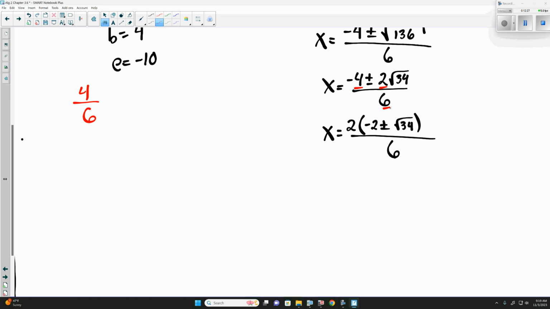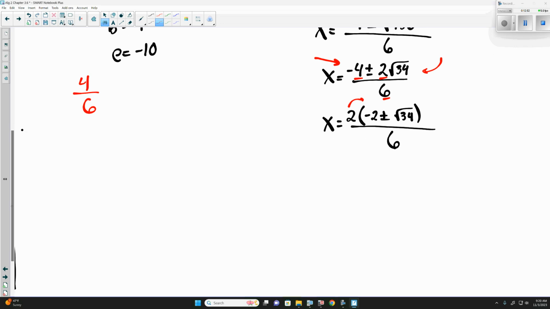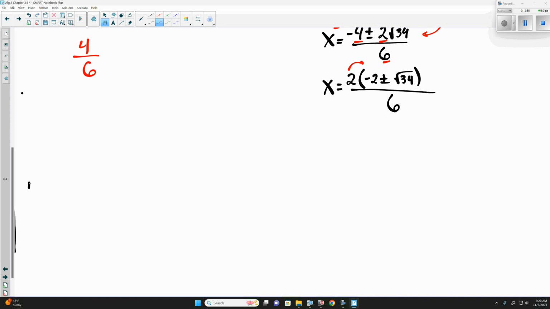Now, one way to see that is I'm going to factor the 2 out of the numerator. I'm going to pull it out of both terms. Because 2 times negative 2 plus or minus square root of 34 is the same as negative 4 plus or minus 2 square root of 34. Because if I multiplied it back through, we would get back to this here. We can see that, yes? So the reason I pulled it out is because we do have 2 over 6.